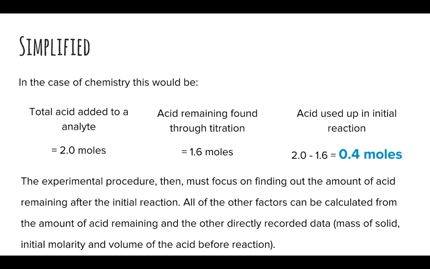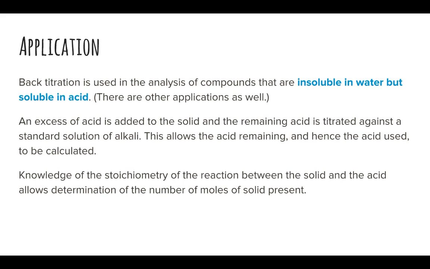So the experimental procedure must focus then on finding out the amount of acid remaining after the initial reaction. All of the other factors can then be calculated from the amount of acid remaining and the other directly recorded data. For example, the mass of the solid that the acid reacted with, the initial molarity and volume of the acid before the reaction. So why would we use back titrations?